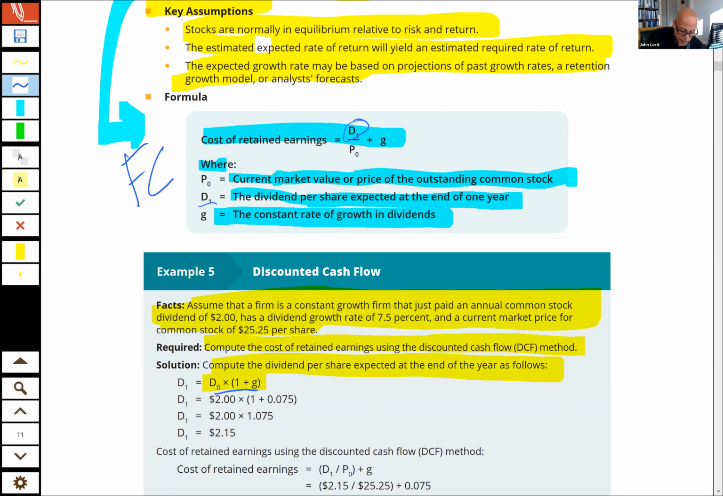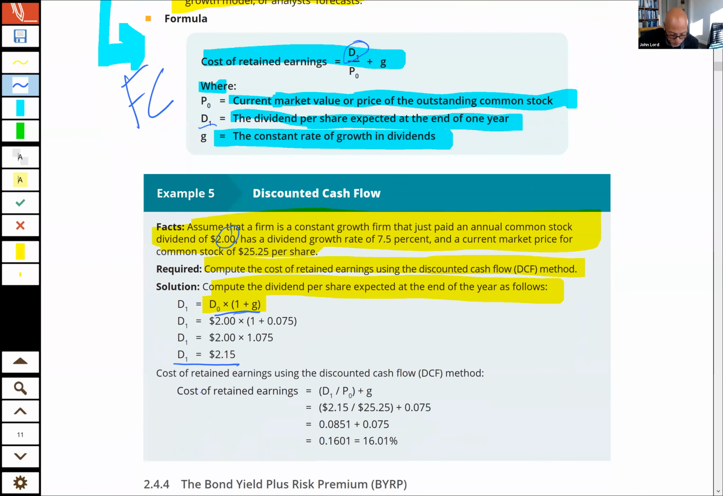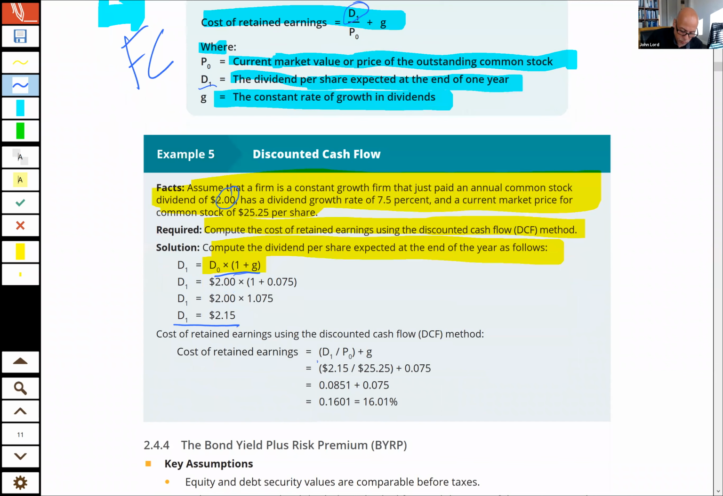We didn't mention D naught in the formula, but to turn it into D1, you have to take whatever the current dividend that's given in the problem and then grow it by the growth rate. So they're saying that by the end of the year, the dividend is going to be 2.15. And then you go ahead and now you've got the D1.